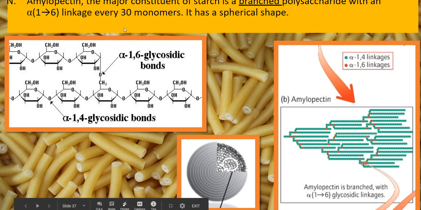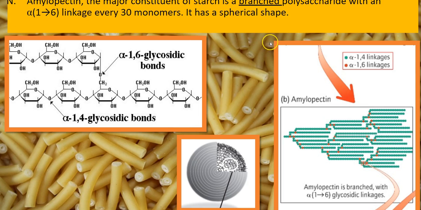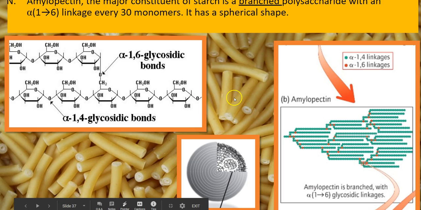Amylopectin is a major constituent of starch. It's branched, kind of looks like tuning forks linked together. It's an alpha 1,6 linkage, so oxygen pointing down between carbon 1 and carbon 6 of adjoining glucose molecules, and altogether it has like a spherical shape.